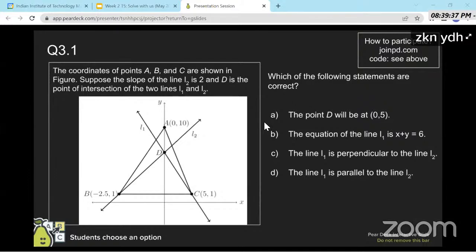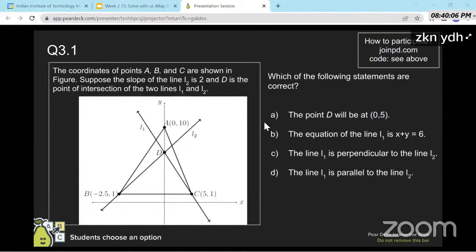Sir, can you give a hint for this question? Okay, I'll give you the hint. So you see this, here L1 and L2 are intersecting. And where are they intersecting? At point D. And where does that D lie, on the x-axis or y-axis? The y-axis. If it is on the y-axis, then what is the value of x? 0.